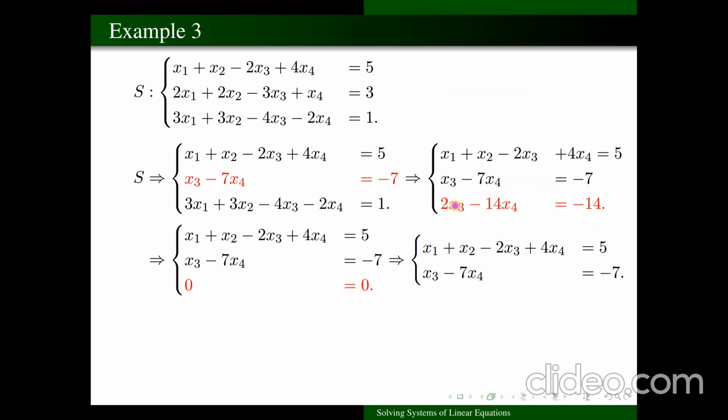Now, observe that if we multiply -2 to the second equation and add the result to the third equation, we get a new third equation given by 0 equals 0, which does not give us any new information. So we can simply get rid of this equation and just write the system as a system with 2 equations. Note that this system is still equivalent to our system S.